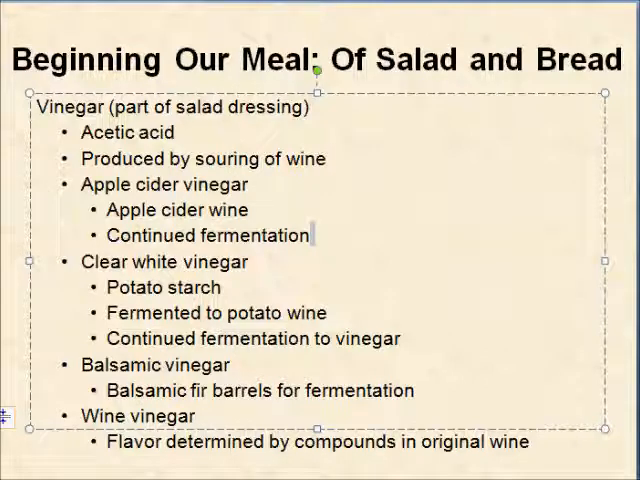Vinegars are also a really important food material. We put vinegars on salads, on fish, on a variety of things. And vinegar consists of acetic acid, which is produced by souring of wine. Apple cider vinegar is just apple cider wine. It's still a fruit product with continued fermentation.